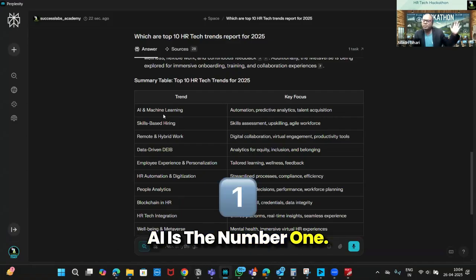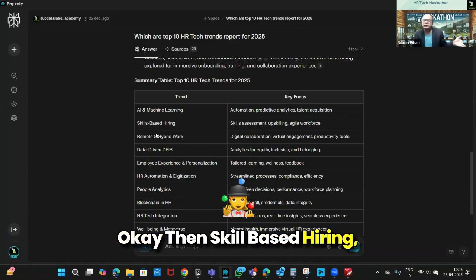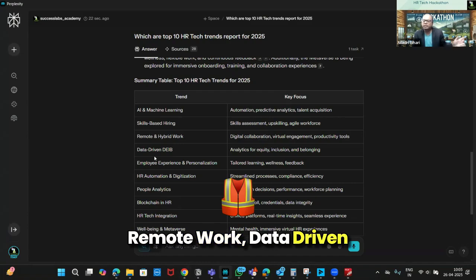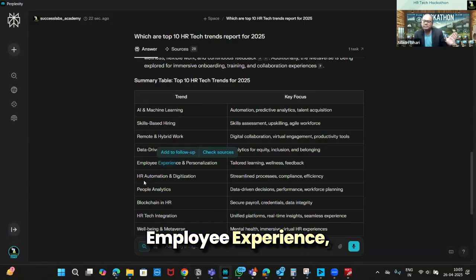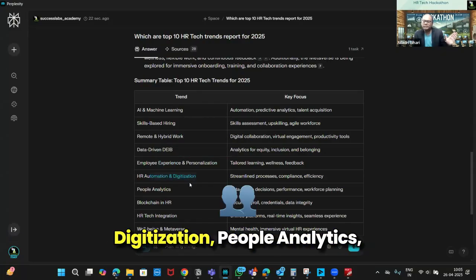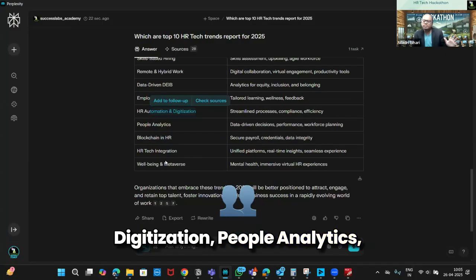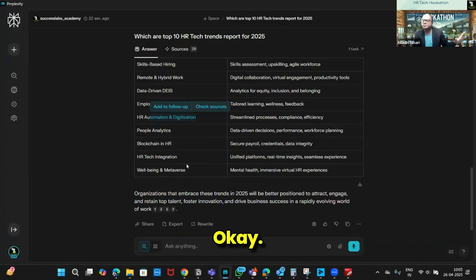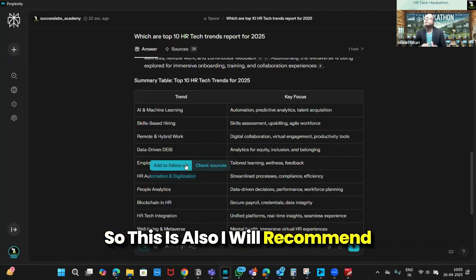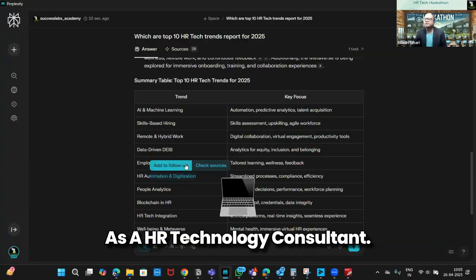AI is number one. Then skill-based hiring, remote work, data-driven DEI, which is inclusion and diversity, employee experience, automation and digitization, people analytics, blockchain, integration, well-being and metaverse. These are the key trends. So this is also something I will recommend as an HR technology consultant.